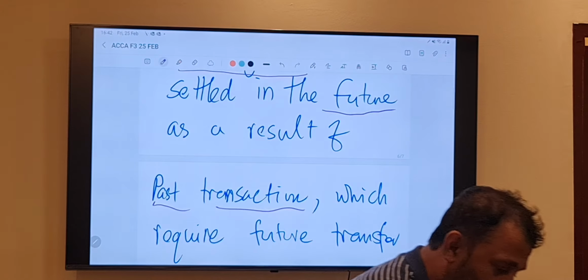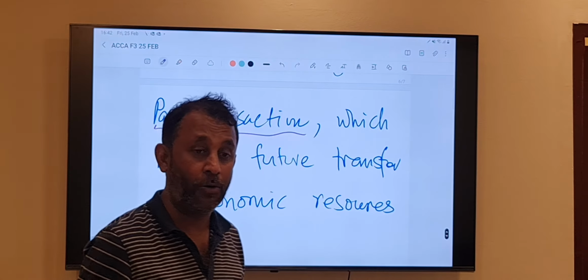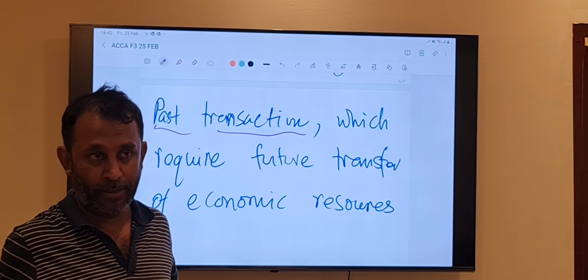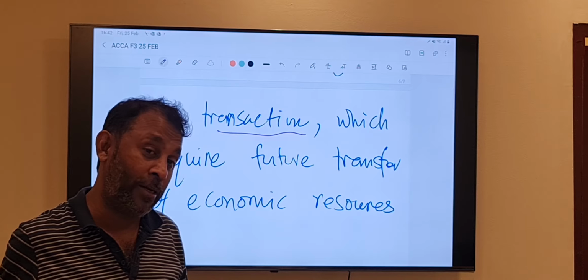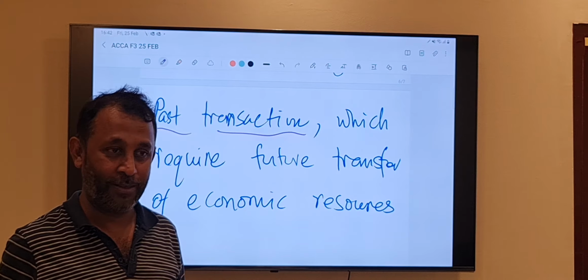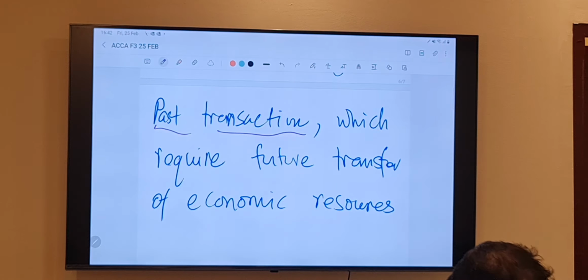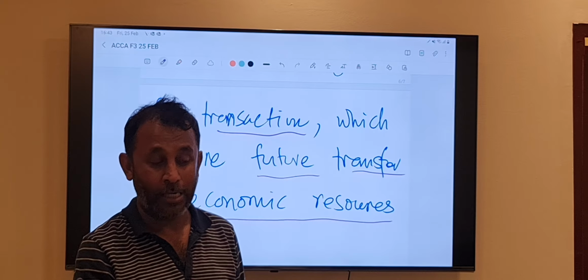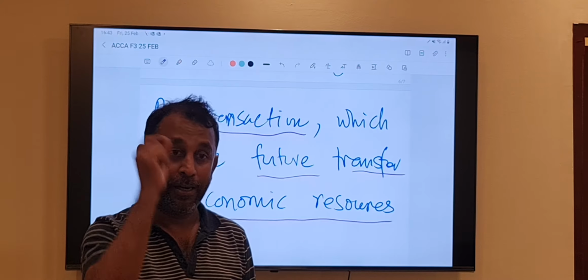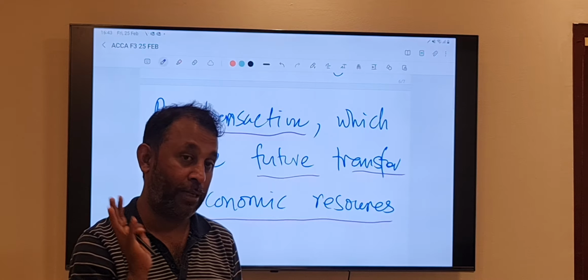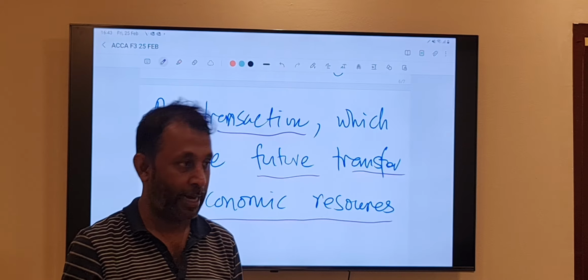Which require. What is required now? In 3 months' time, let's say I purchased for $15,000. In 3 months' time, how much do I need to pay? If at all I will pay, 15,000 I need to pay. Understand me? So that is future transfer of economic resources. You need to transfer by cash, by money, by some resources, by some assets. This is the meaning of liability.